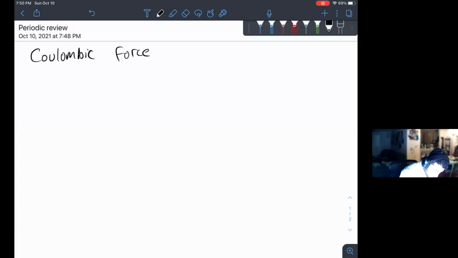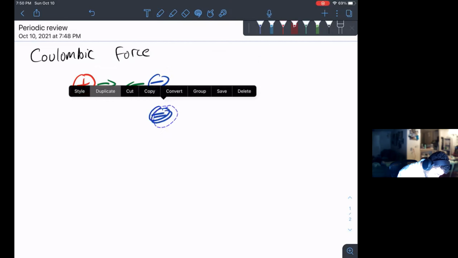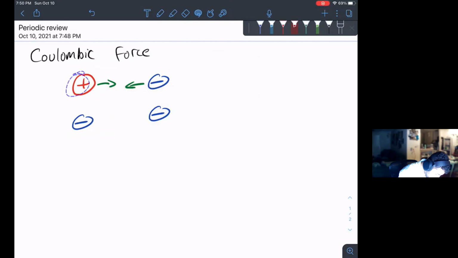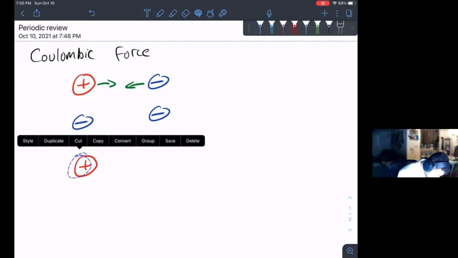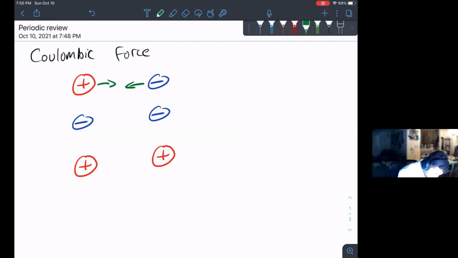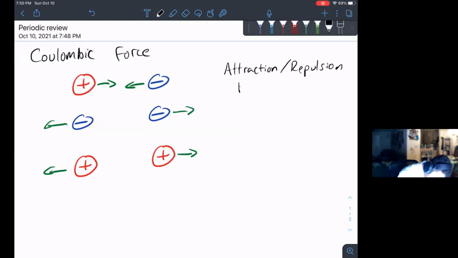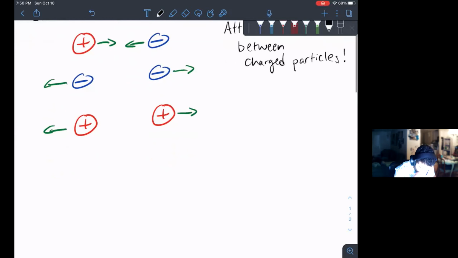So I can take my negative and a negative, or I can take my positive and my positive. And no matter which particles I'm taking, there's going to be a force as long as they are charged. So it's going to be the attraction slash repulsion between charged particles. Some very quick things that you need to know about them.